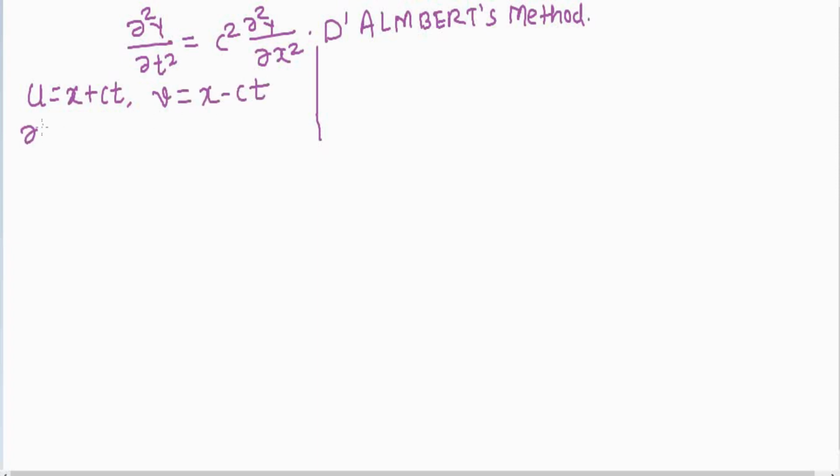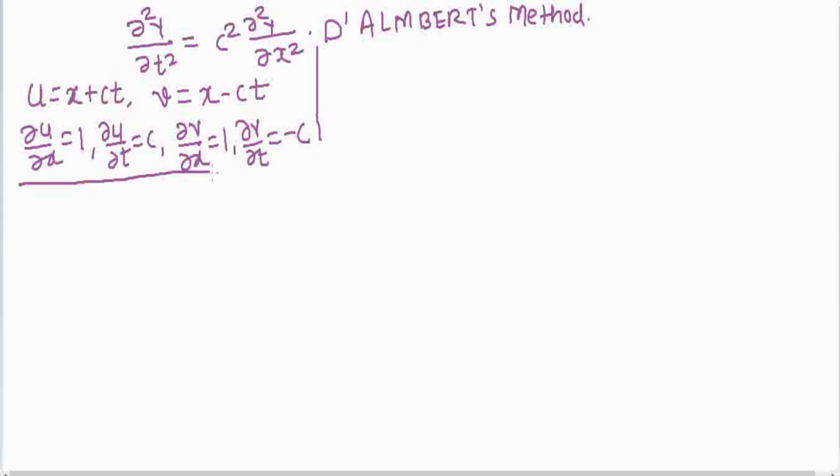Then del u by del x is equal to 1 and del u by del t equal to c. Del v by del x equal to 1 and del v by del t equal to minus c. So this is the substitution we are now taking in this equation. So let us first convert this variable y into u and v.